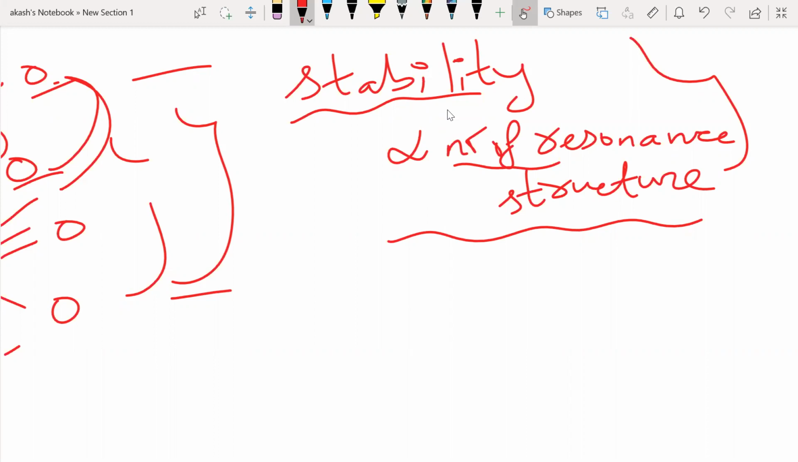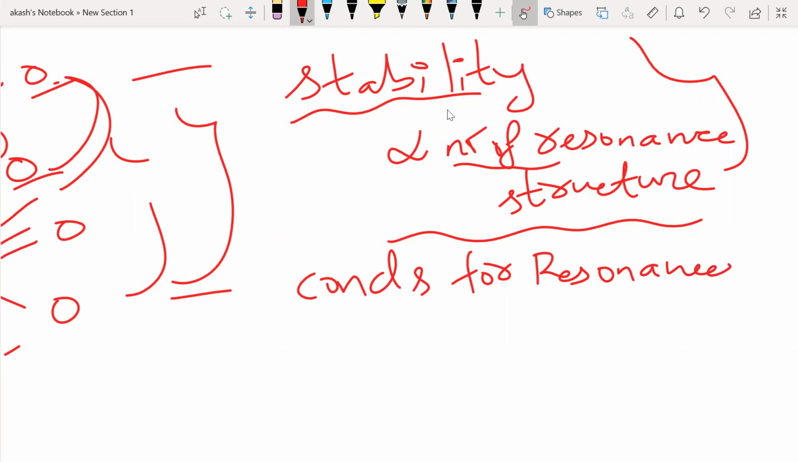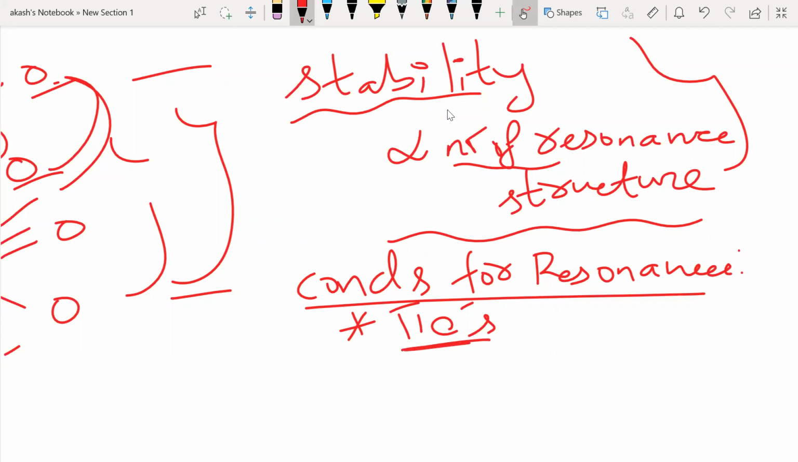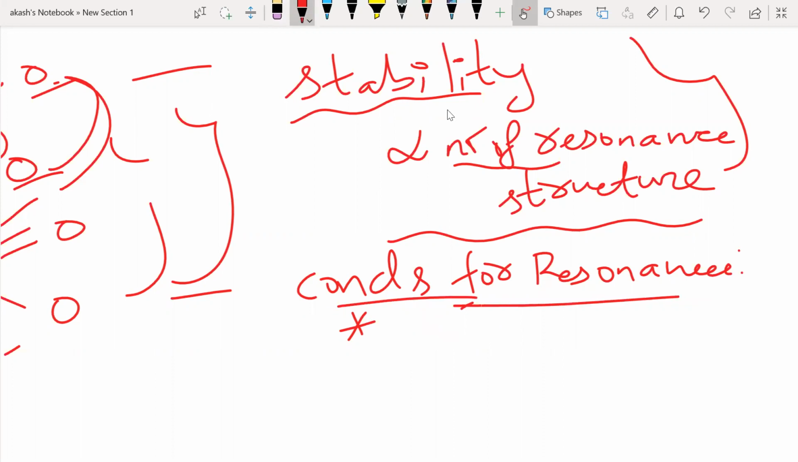Now, it's not like in every molecule, wherever you see pi bonds, you can shift them. No. What you have to understand is the conditions for resonance to happen. First, obviously I need pi electrons, no doubt about it. Pi bonds or some other pi electrons should be there. And it's not just pi electrons. The better way of writing this would be that they should have alternate pi electrons.